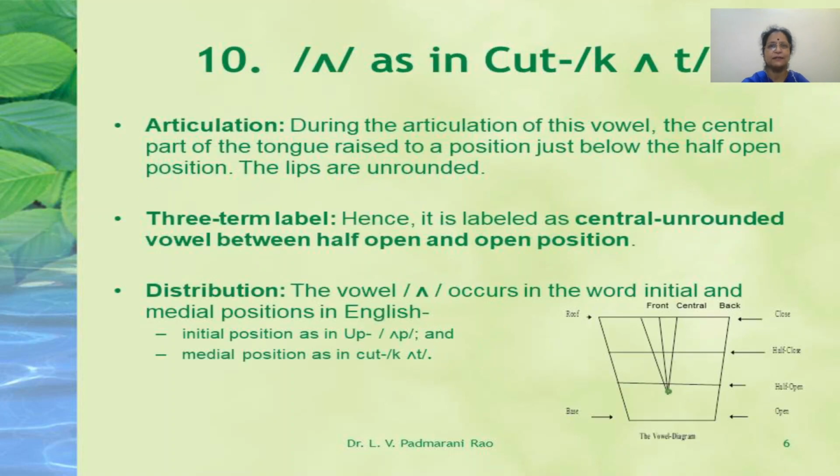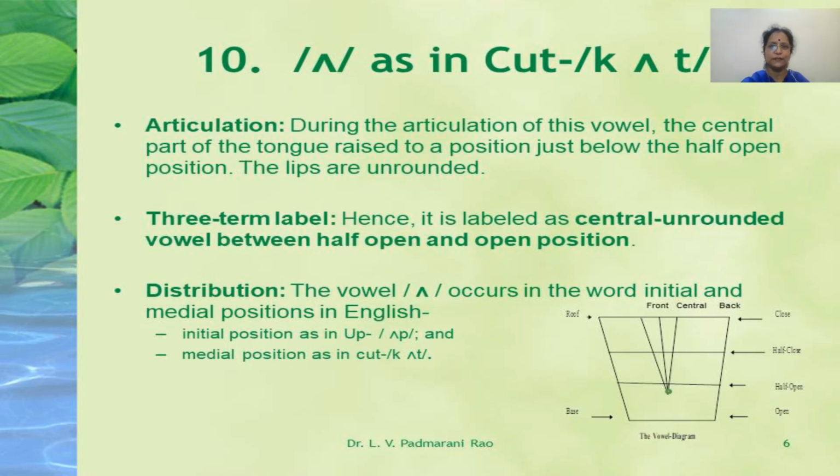The very first central vowel is represented by the phoneme which is written as the inverted V. V in fact is a consonantal letter, but in phonetic transcription, for representing the phoneme, the V letter is written upside down. And this is pronounced as uh, as in C-U-T, cut.